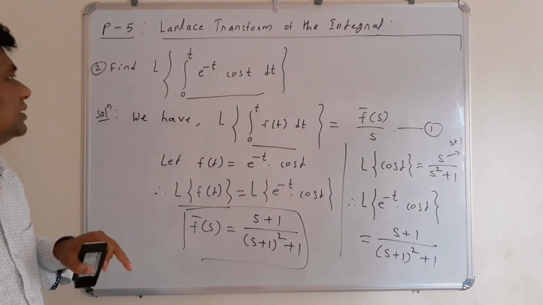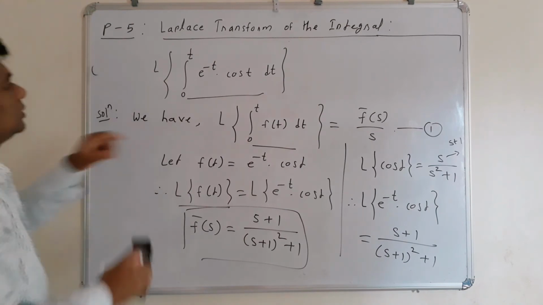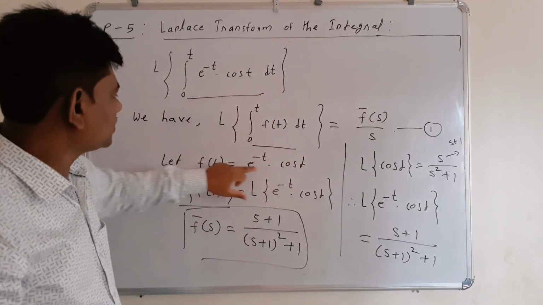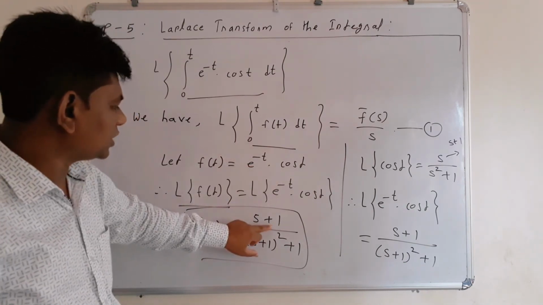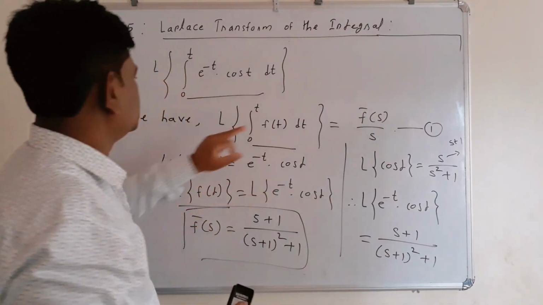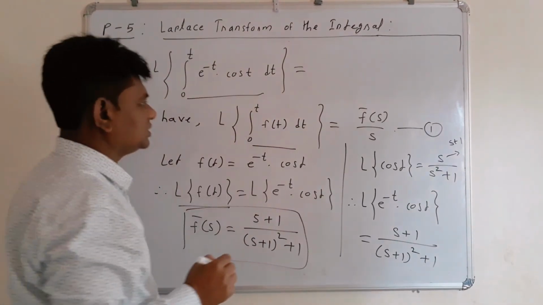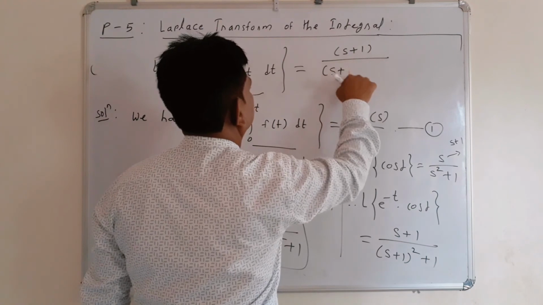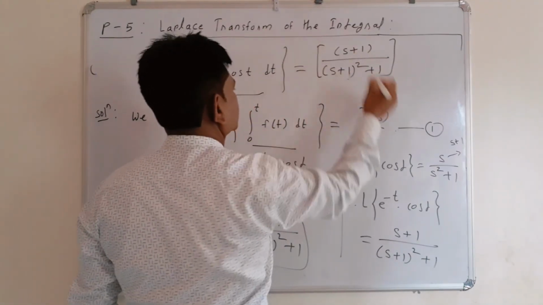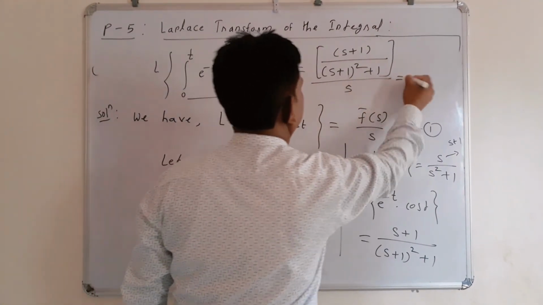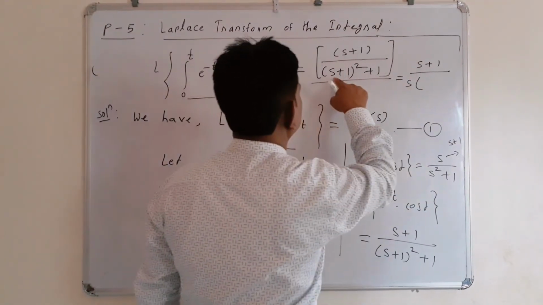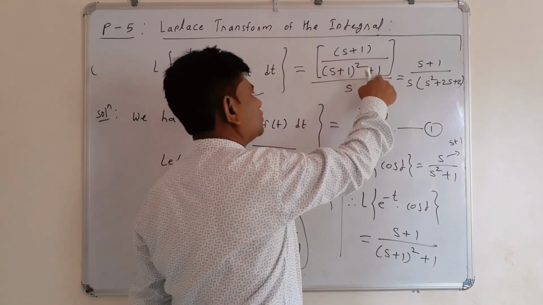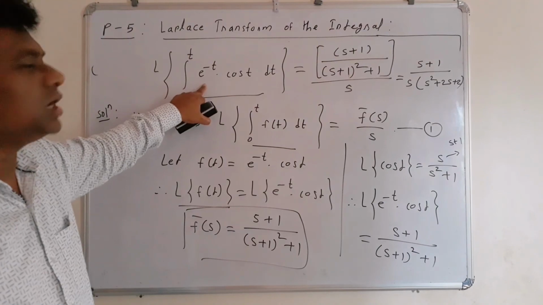Now by using equation 1, the Laplace transform of the integral of e to the power minus t cos t dt, where f(t) is e to the power minus t cos t and f bar(s) is s plus 1 upon (s plus 1) whole squared plus 1, becomes s plus 1 upon (s plus 1) whole squared plus 1, this is f bar(s), divided by s. Therefore the answer is s plus 1 upon s times (s squared plus 2s plus 1 plus 1), which is s plus 1 upon s times (s squared plus 2s plus 2). So this is the Laplace transform of the given integral.